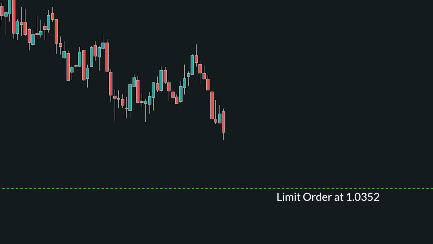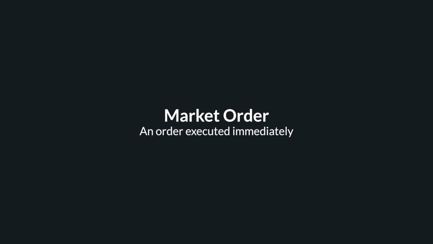So for example, if I want to buy an asset at 1.0352, I might use a limit order. Now, if the price hits 1.0353 but never quite reaches 1.0352, it's likely that my order won't get filled. So either I'm getting in at the price that I stated, 1.0352, or I'm not getting in at all. Now, limit orders sit in the order book in the market, and they provide liquidity to be traded against using the second type of order, which is a market order.